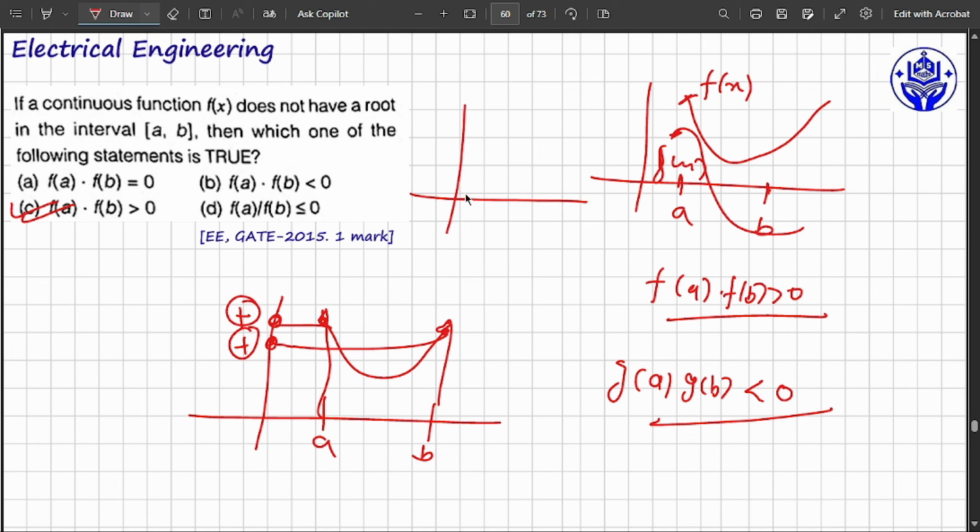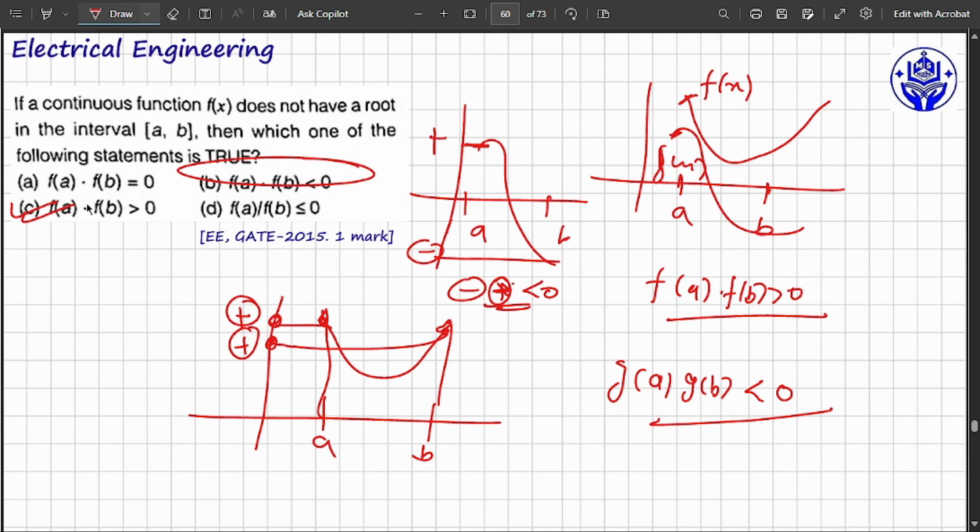Now if there is one root in this interval like this, it means the function value is here positive and here negative. So negative into positive is less than 0. Otherwise, if there is any real root, this condition may hold. Now the correct answer is here only.